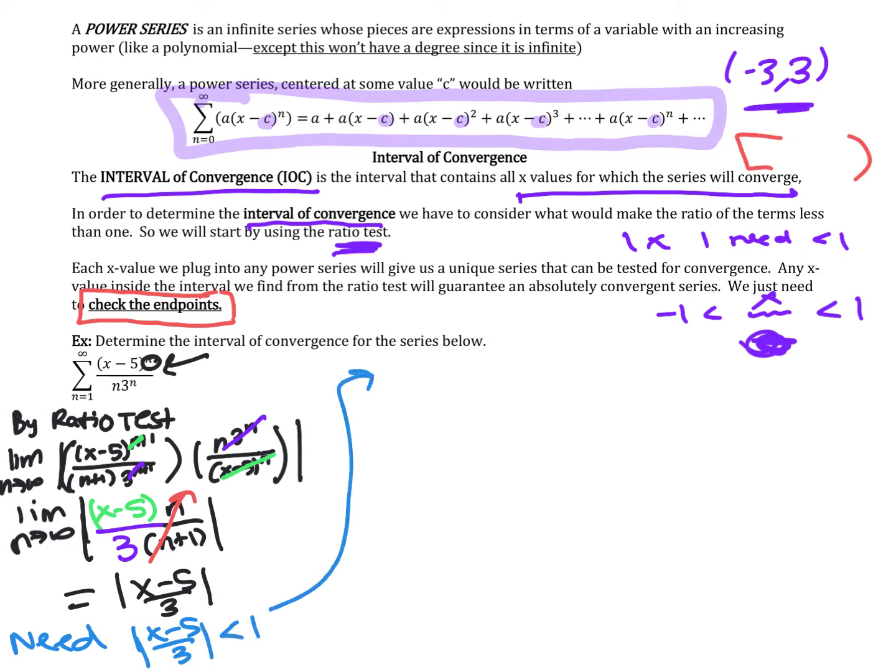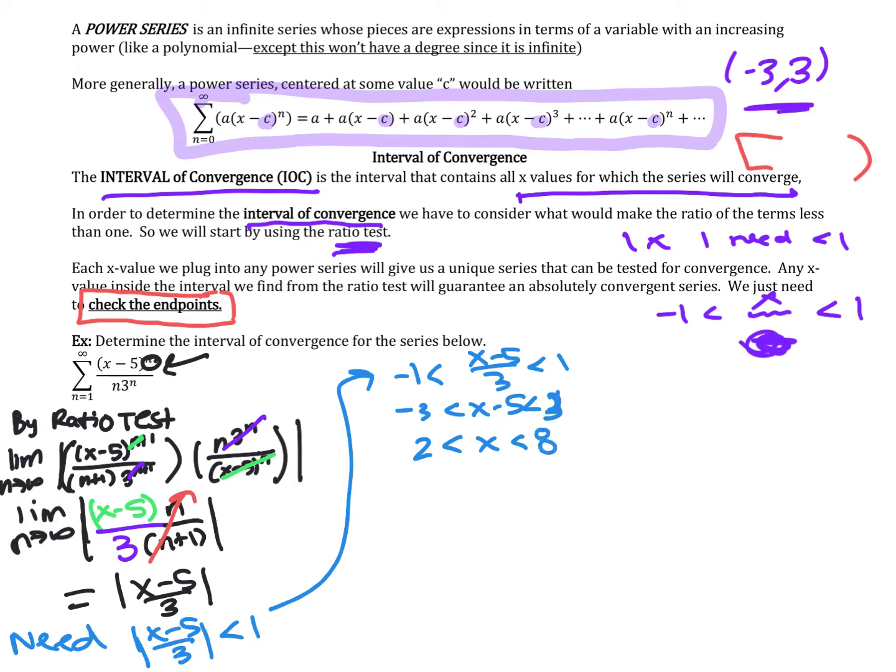So let's go ahead and set up this absolute value statement. -1 is less than x minus 5 over 3 is less than 1. Multiply everything by 3. And then add 5, so that's going to give me 2 is less than x is less than, oops, I didn't make this a 3. 5 plus 3 is 8.